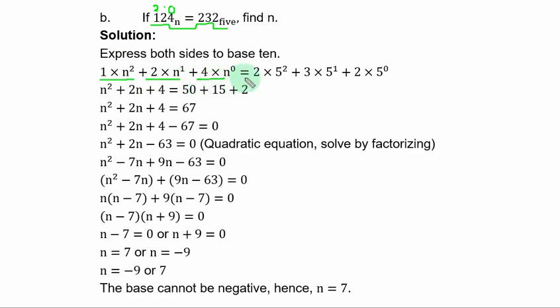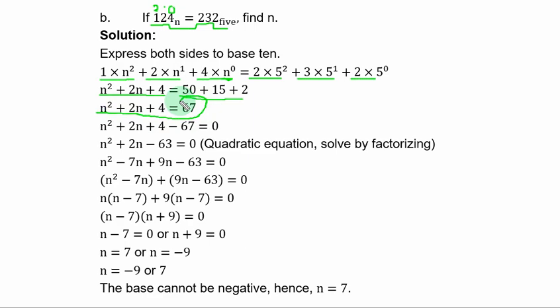The same thing you do to the right hand side, but the base there is 5. So you have 2 times 5 power 2 plus 3 times 5 power 1 plus 2 times 5 power 0. So you have n squared plus 2n plus 4. N power 0 is 1, so 1 times 4 is 4. Then you have equal to 50 plus 15 plus 2. You have n squared plus 2n plus 4 equal to 67.